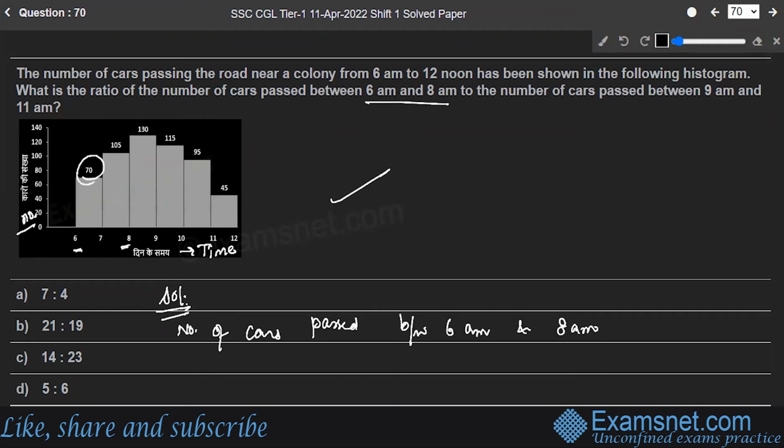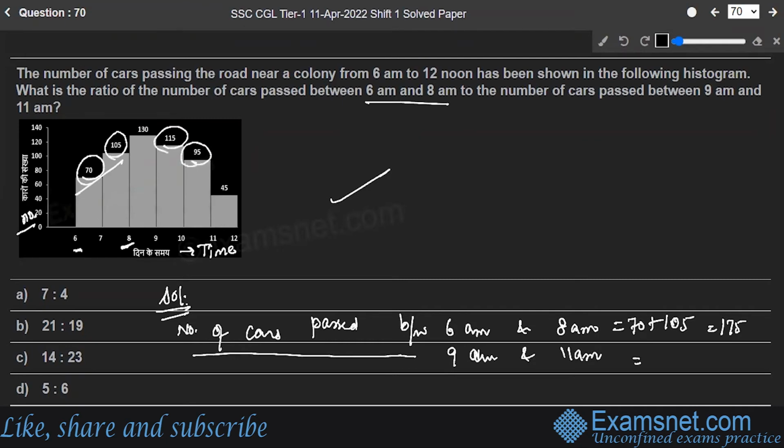So this is 70 plus 105, which is equal to 175, right? Similarly, the number of cars passed between 9 a.m. and 11 a.m. So, see, this is 115 and 95. See, this is 9 and 10, right? So this is equal to 115 plus 95, that is equal to 210.